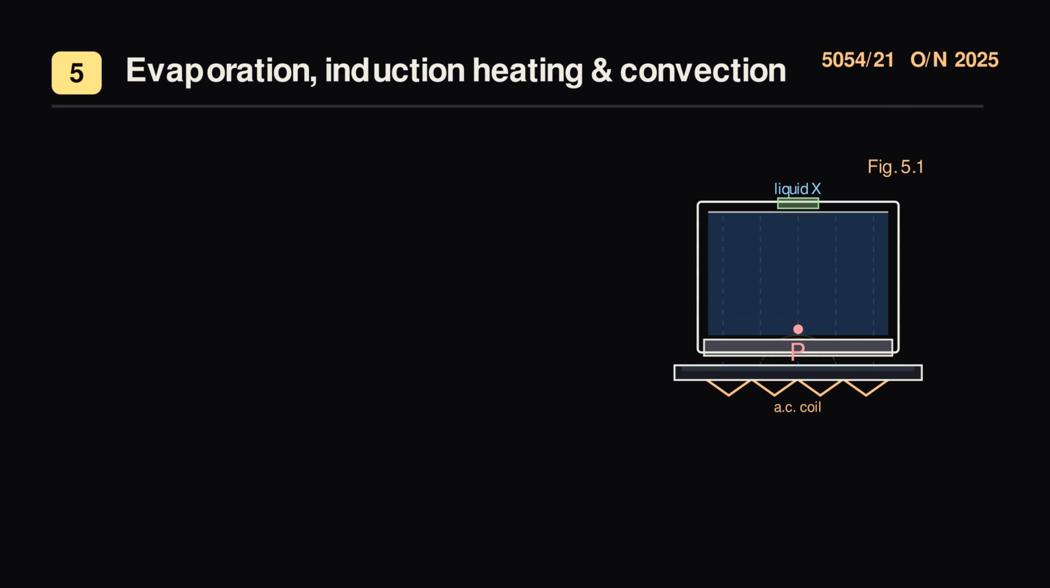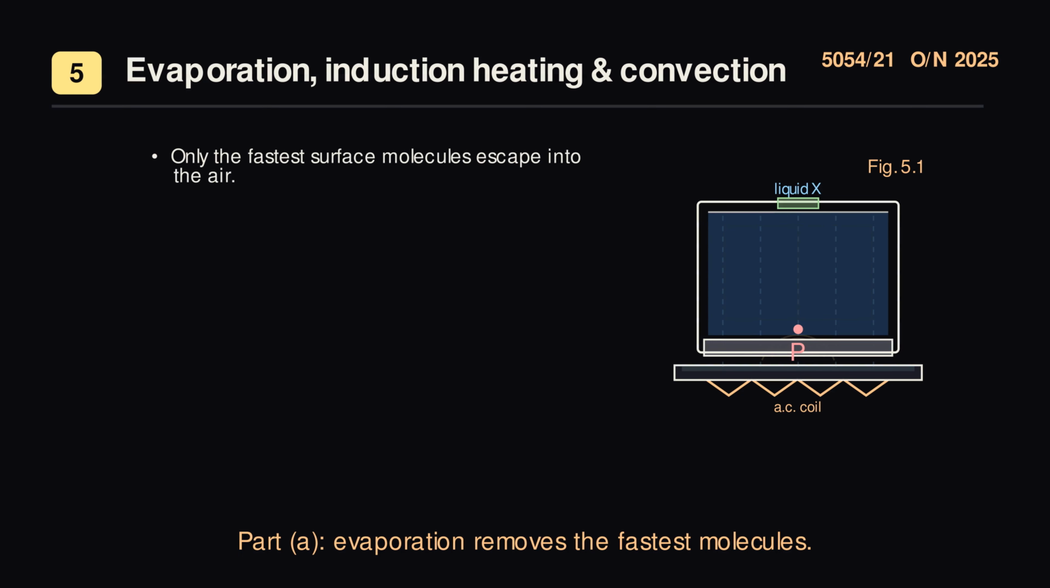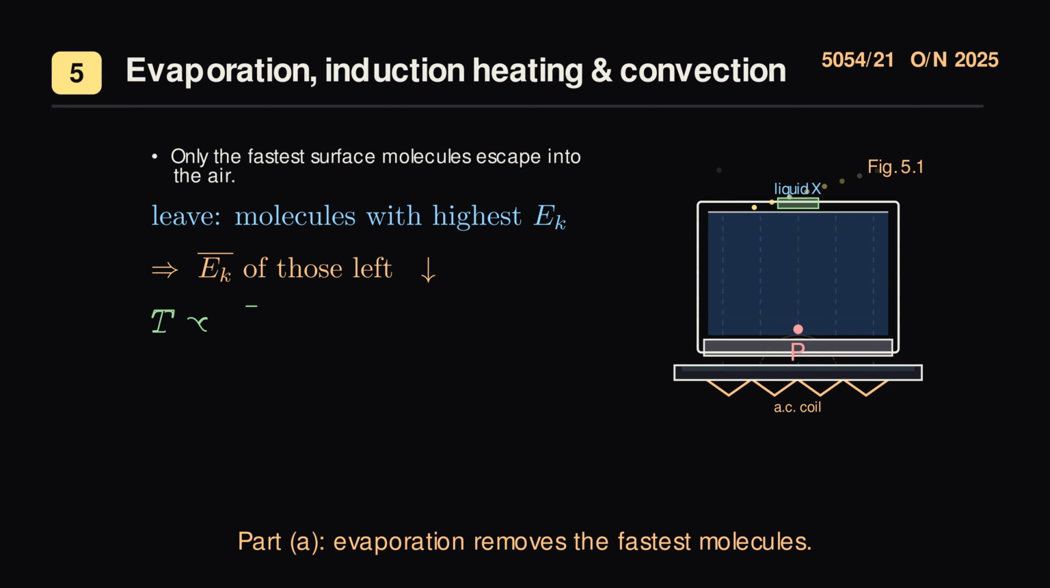Question 5. Liquid X is in a pan on an induction hob, as in Fig 5.1. Part A. A cloth wipes the surface. The fastest, most energetic molecules escape into the air. Those left behind have lower average kinetic energy, so the temperature of liquid X falls.